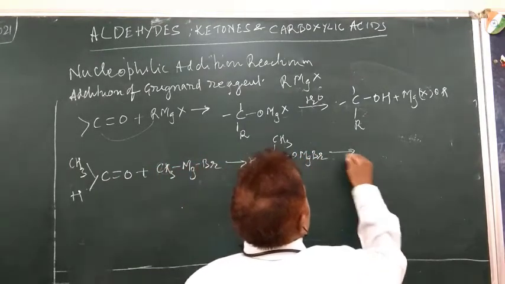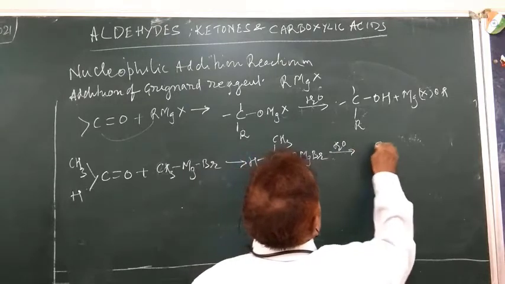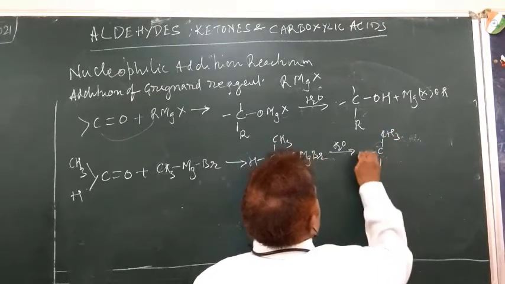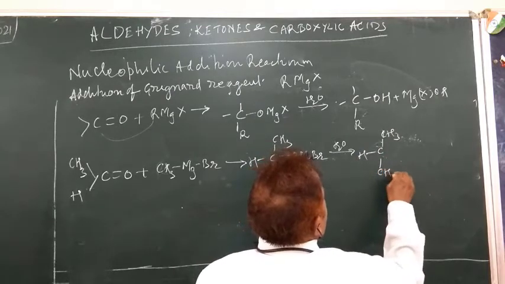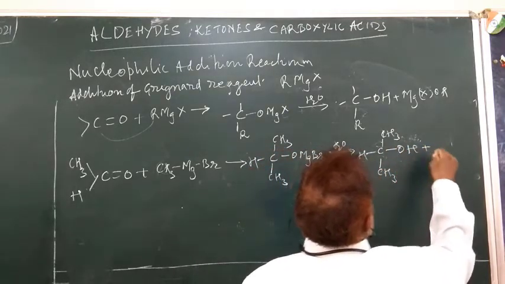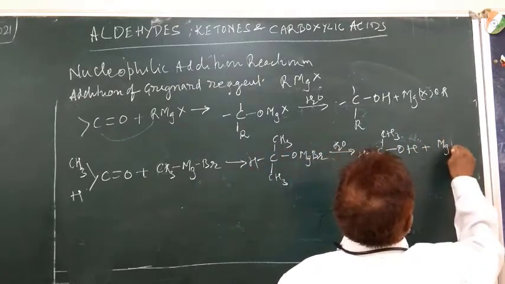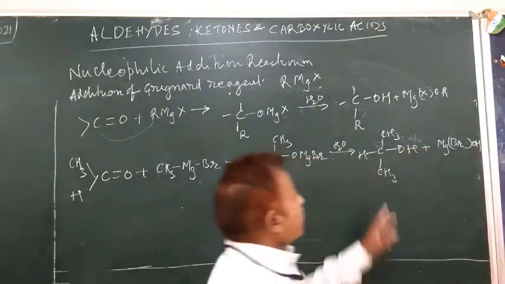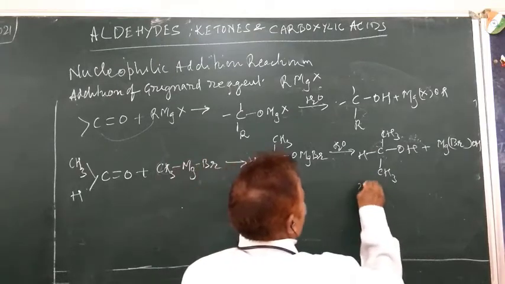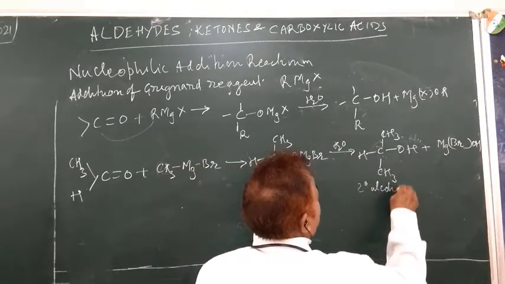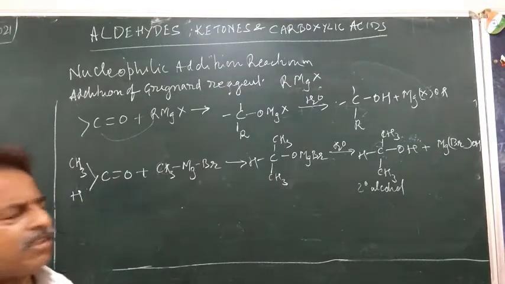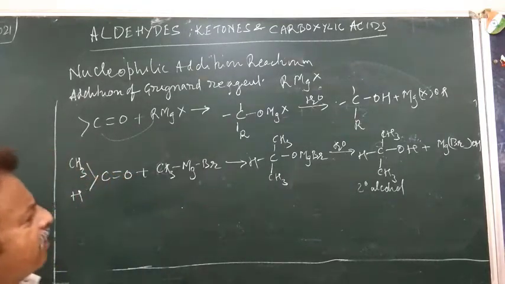OMgBr, in the presence of hydrolysis we get CH3, CH, CH3, OH, and this is MgBr, OH. This is a secondary alcohol. So, in the addition of Grignard reagent, aldehydes result in secondary alcohols.